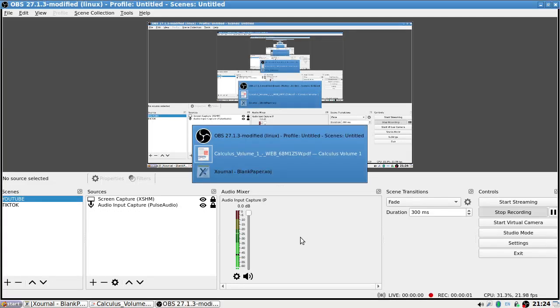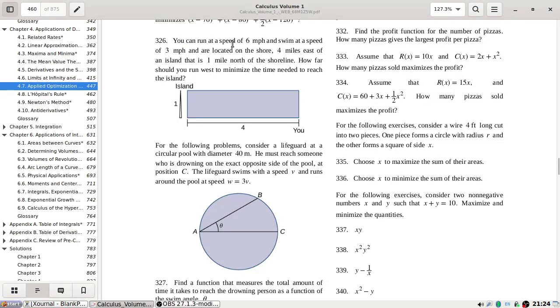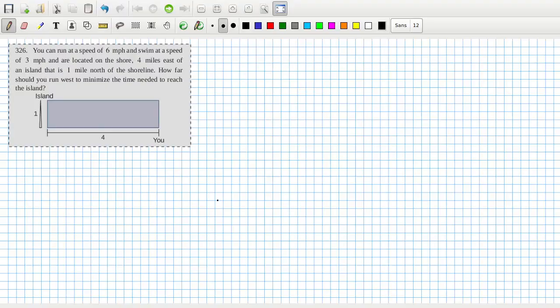Okay, let's have a look here. You can run at a speed of 6 miles per hour and swim at 3, and are located on a shore 4 miles east of an island that is 1 mile north of the shore. How far should you run west to minimize the time needed to reach the island?